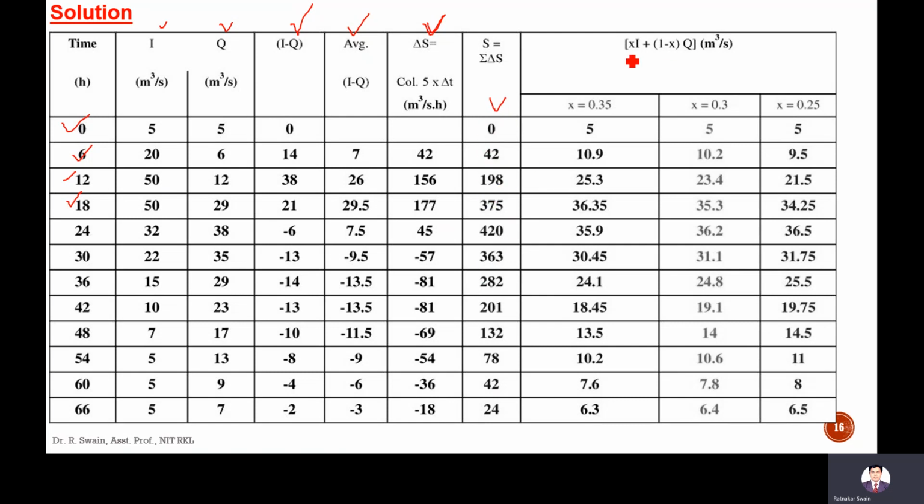Then x I plus (1 minus x) Q is calculated by assuming an x value. First x is assumed as 0.35, next trial 0.3, next trial 0.25. Three trial values are taken for x, and x I plus (1 minus x) Q is calculated using the I and Q values given here. The graph is plotted between S and this value.